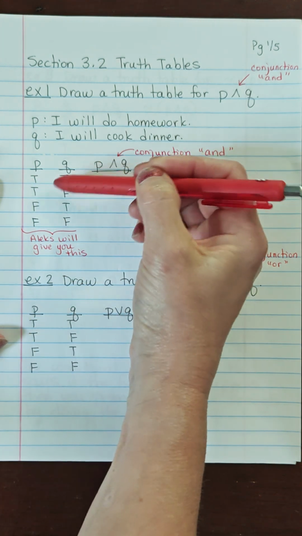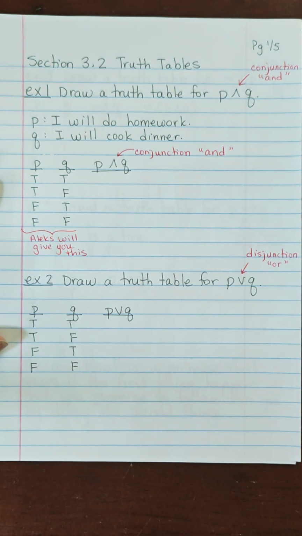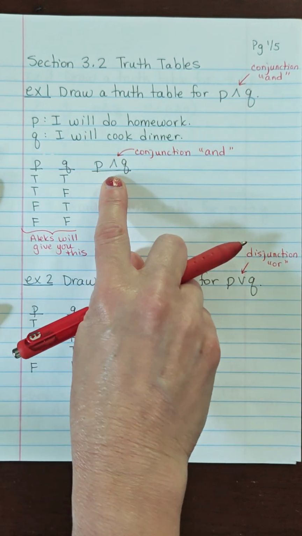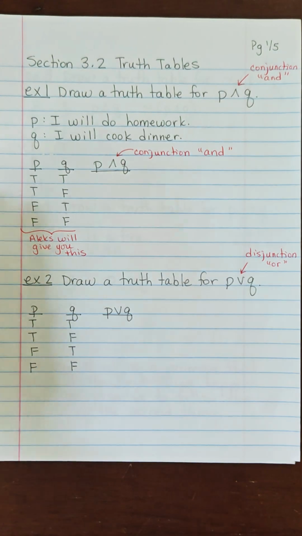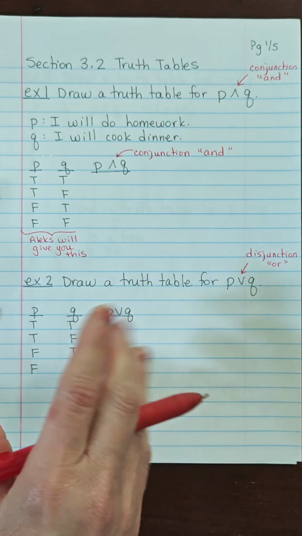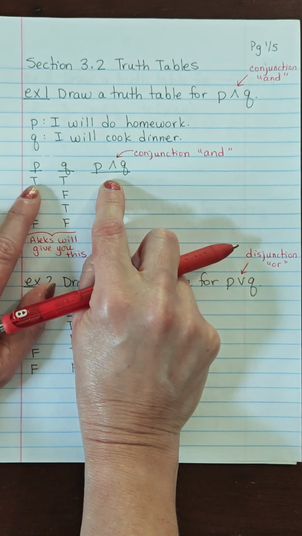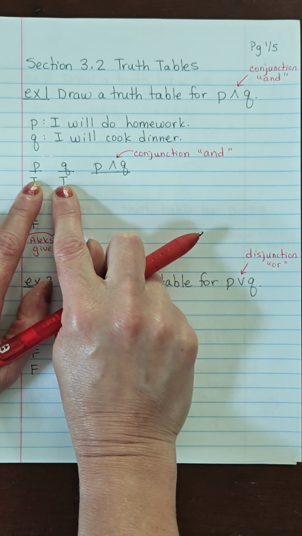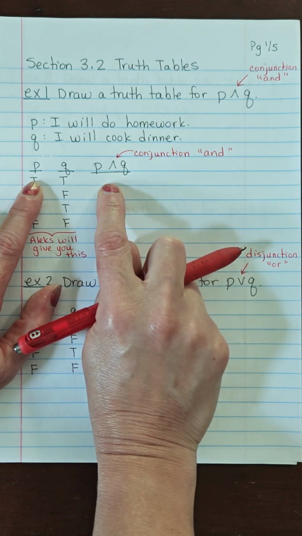Now let's see how these individual truth values affect this conjunction statement, this compound statement. P and Q is I will do homework and I will cook dinner. Let's say I ask my son, I want you to do your homework and I want you to cook dinner. This first line is true, true. This true under P means he did his homework. This true under Q means he cooked dinner. Did he do what I asked him to do?